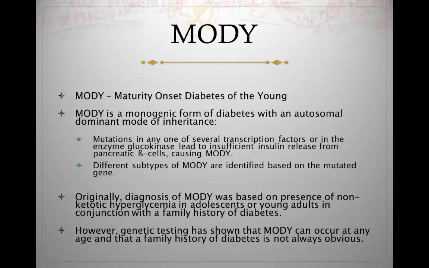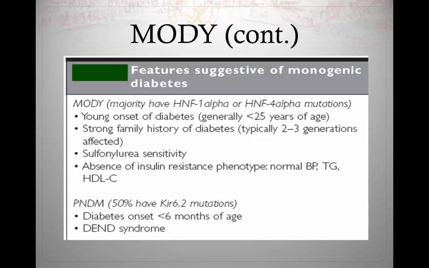It's produced by mutations of the glucokinase that leads to insulin deficiency. There are many subtypes, but basically these patients would have non-ketotic hyperglycemia, the same as type 2 diabetes, with a strong family history of diabetes as well. So you have a genetic predisposition. And features that are suggestive of MODY are young onset, so less than 25. If you remember, the LADA is more than 25. This one is less than 25.